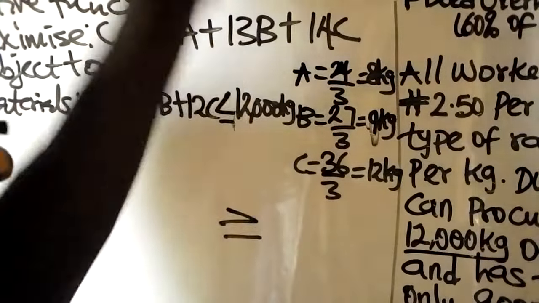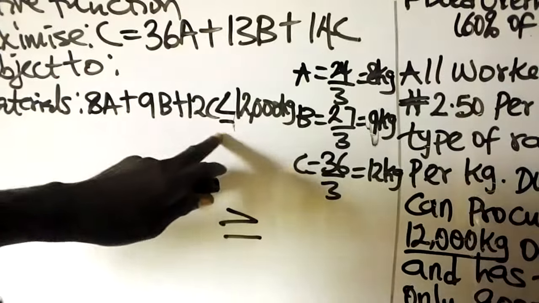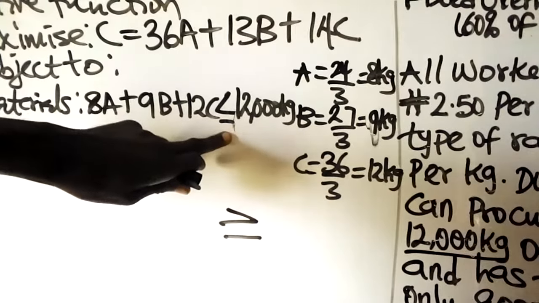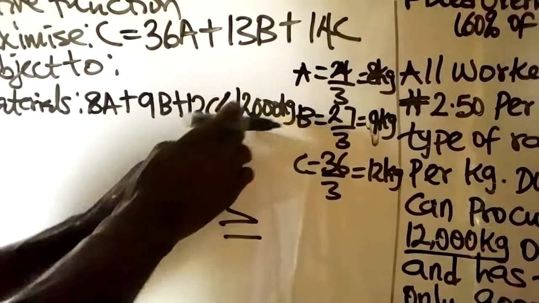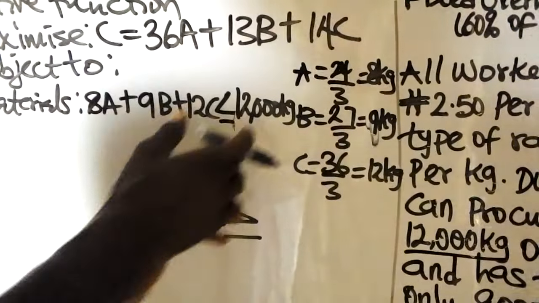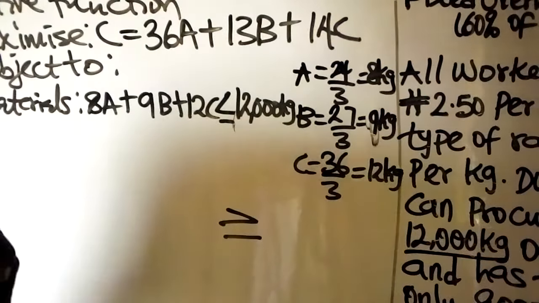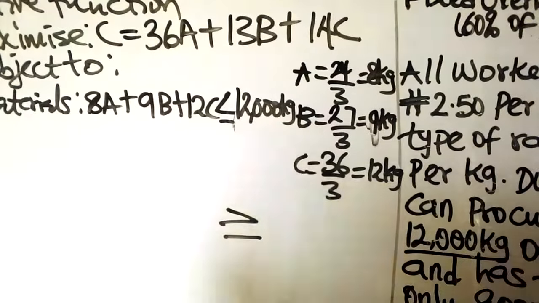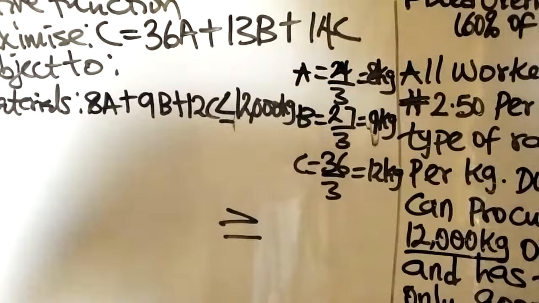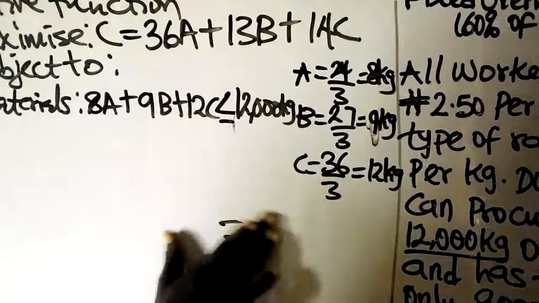It cannot exceed 12,000. That is why we use less than or equal to 12,000. Or equal to 12,000 means you can have exactly 12,000. You can have less than 12,000, but you cannot have above 12,000. That is the meaning of a maximum of 12,000 kg. Please take note of that.